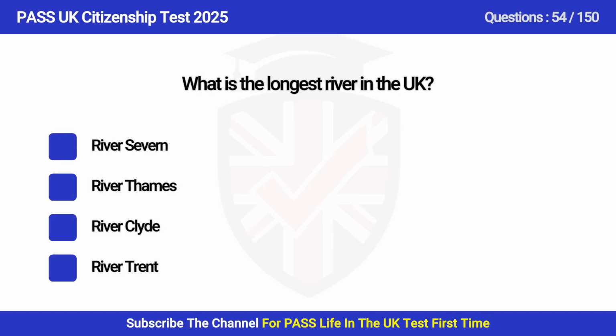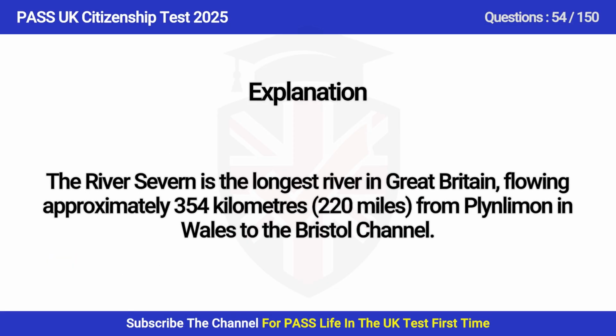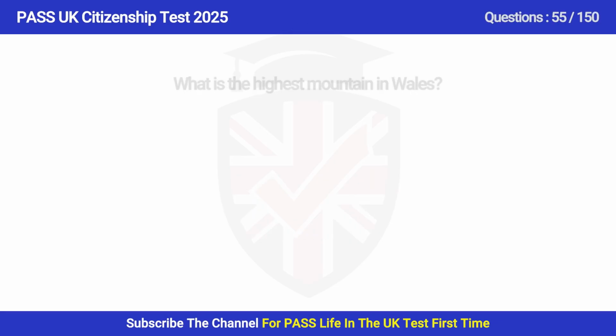Question 54. What is the longest river in the UK? A. River Severn, B. River Thames, C. River Clyde, D. River Trent? Answer is A. River Severn. The River Severn is the longest river in Great Britain, flowing approximately 354 kilometres, 220 miles, from Wales to the Bristol Channel.